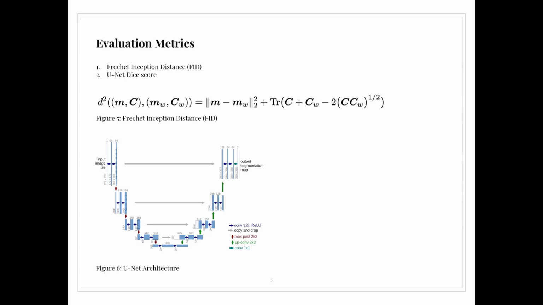This helps in measuring the actual effectiveness of GANs, as GAN data happen to be used by other GANs or models downstream in real-world applications. Figure 5 is the equation for the Fréchet inception distance, while figure 6 is the UNet architecture.